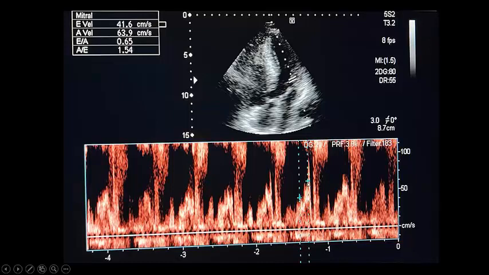with very low E wave compared to A wave, and the very low E wave here is 41 centimeters per second. This is grade 1 diastolic dysfunction with normal left atrial pressure, and this is expected in pulmonary embolism.